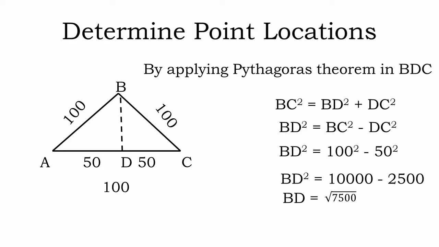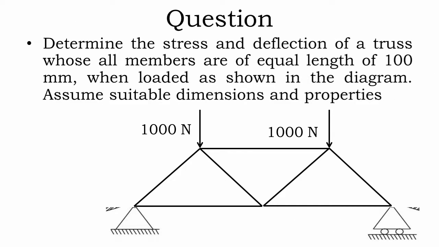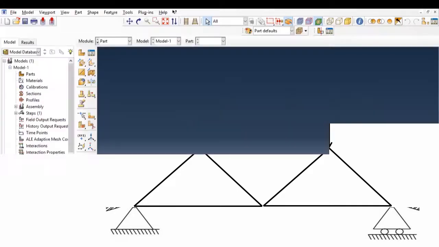To know the value, I am taking the square root, which will come around 86.6666, which is nothing but 87 mm. So the approximate position of point B is 87 mm from the horizontal. The height of the equilateral triangle is about 87 mm. We are going to use this data in Abaqus to compute and to draw this truss. We will see how to construct this truss when we go to the Abaqus interface. So now we move to Abaqus and we start drawing this truss.